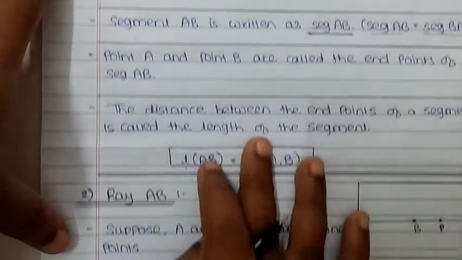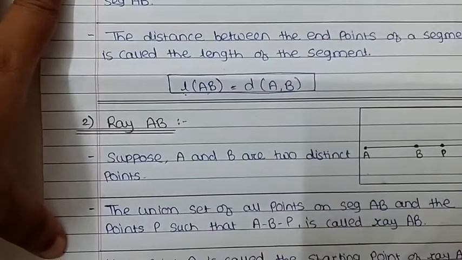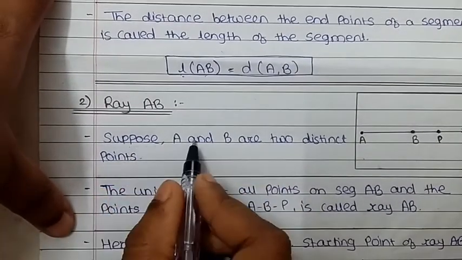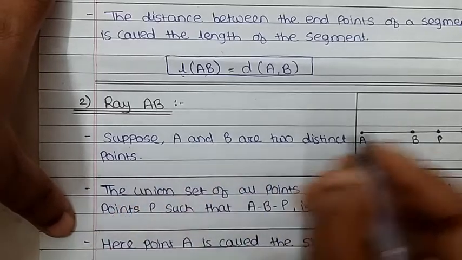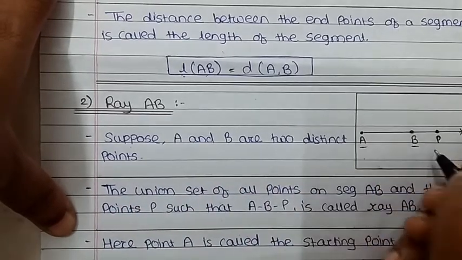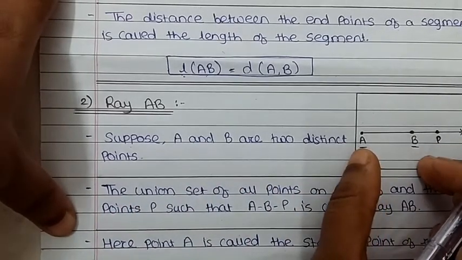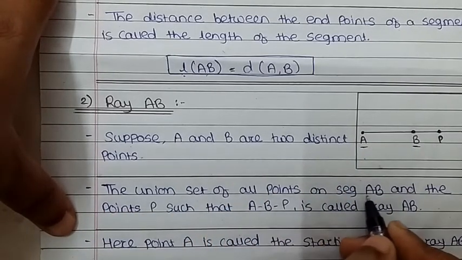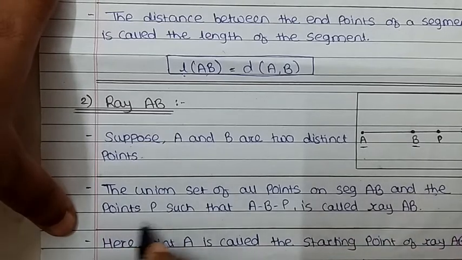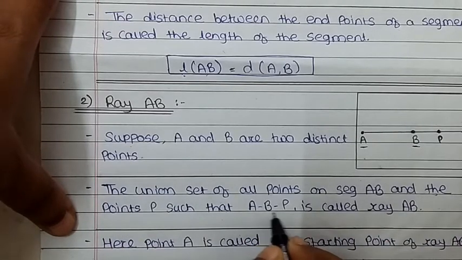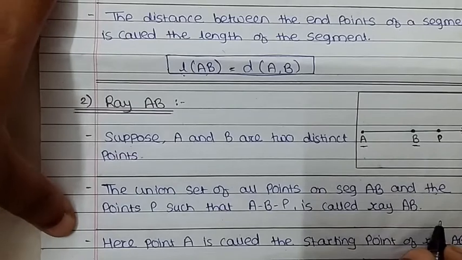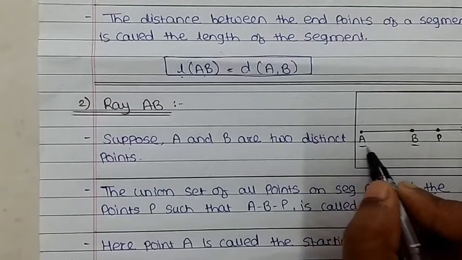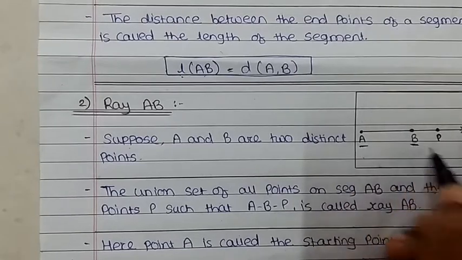Okay. Now next is what? Ray AB. Okay. So what is meant by the ray here? Suppose A and B are two distinct points. Okay. A and B. Distinct means what? Different points. So A and B are two different points. The union set of all points on a segment AB and the points P such that A-B-P is called a ray AB.